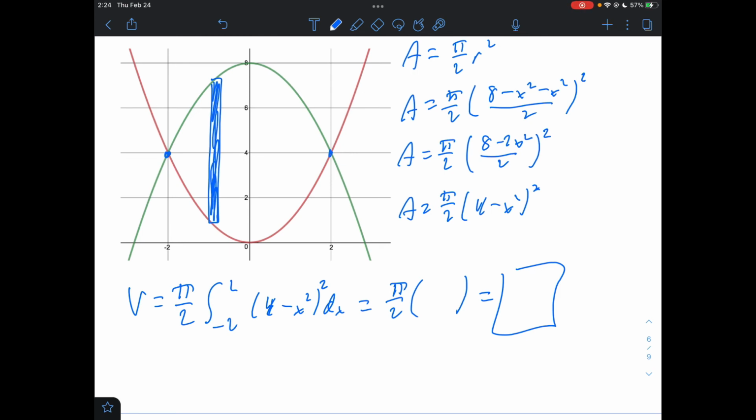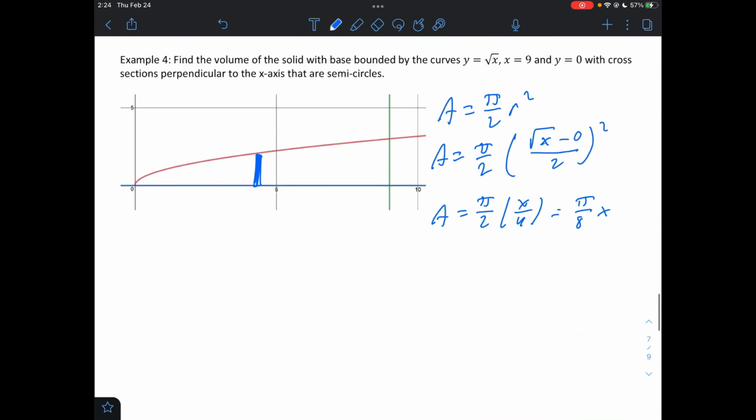So now our integral would be 512 over 15 times pi over 2 would be 256. So 256 pi over 15 would be our volume there. So back to this one. Sorry about that. So we have pi over 2 r squared.